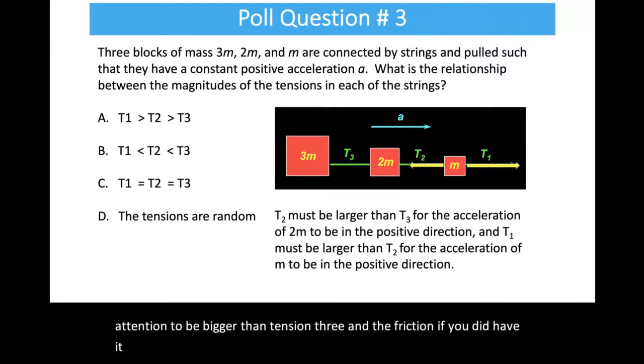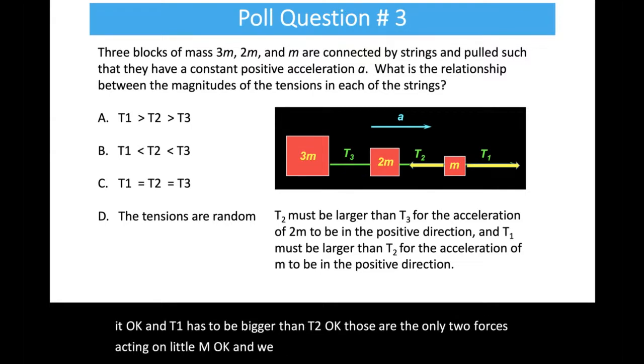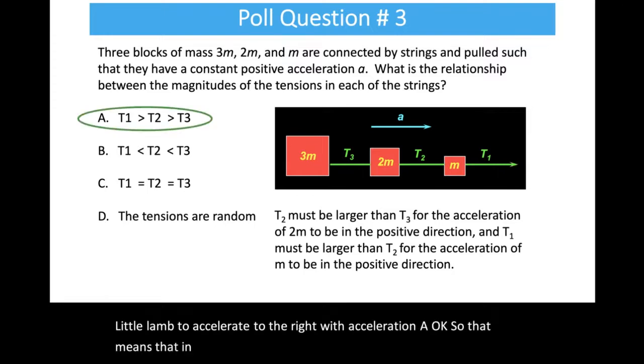And T1 has to be bigger than T2. Those are the only two forces acting on little m, and we need T1 bigger than T2 for little m to accelerate to the right with acceleration a. So that means that in fact T1 has to be the biggest one.